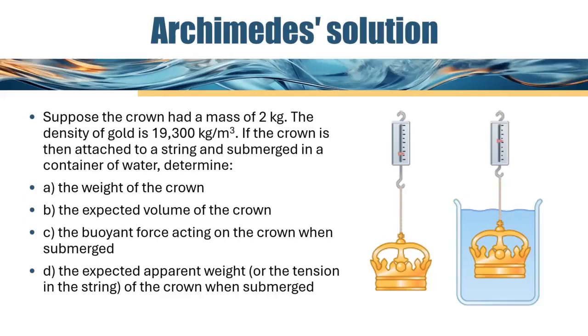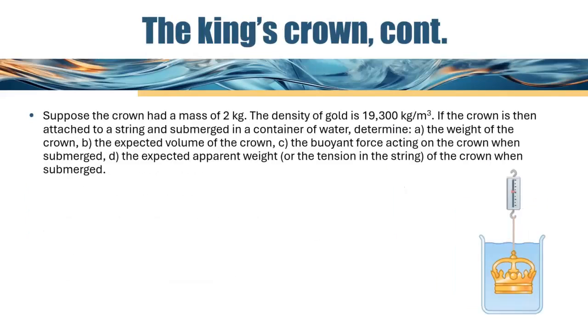So let's get into it. All right, let's look at part A. Part A says, what is the weight of the crown? We can see here that the crown has a mass of 2, so the weight is going to be 2 times 9.8, or 19.6 newtons.